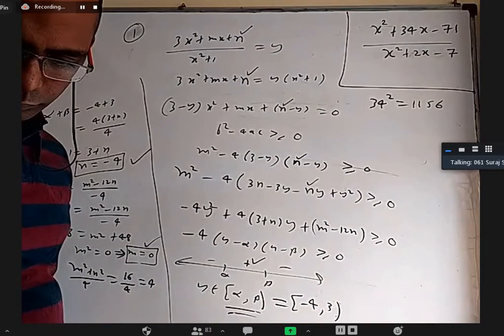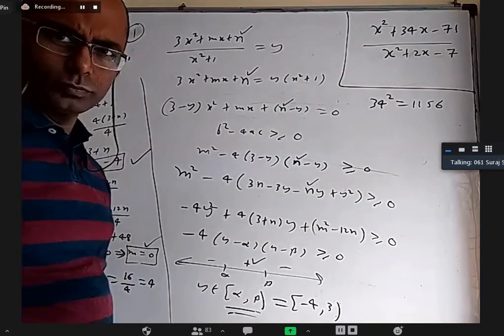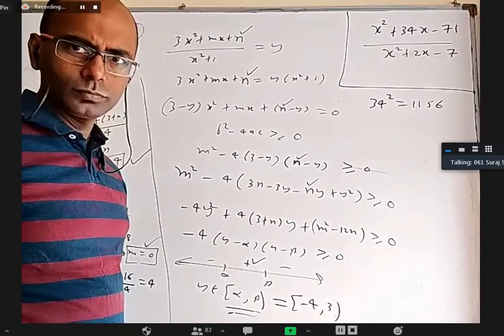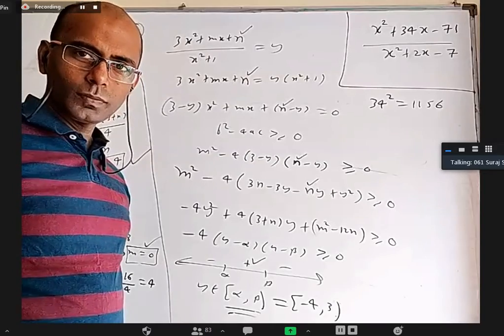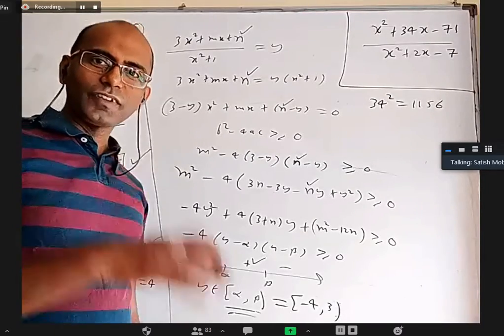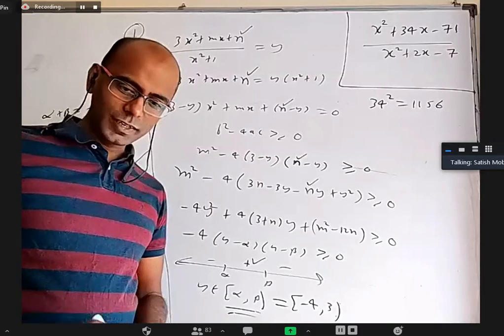Sir, y belongs to minus infinity to closed interval 5 union closed interval 2 to infinity. Yes, sir, closed interval 2 to infinity. You said 5 first and 2 this side. Is it right?